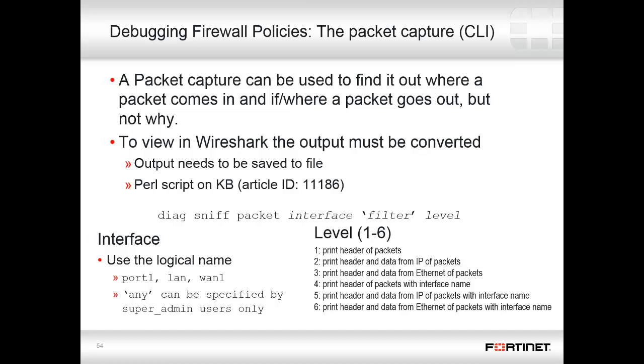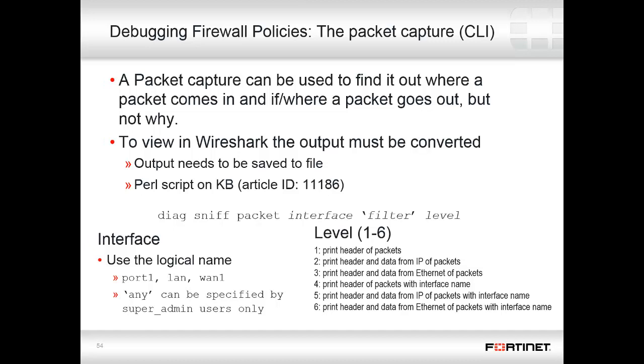You can use a packet capture from the command line in order to take a look at traffic and how it's moving around. You can also look at the output in Wireshark. To do this, you'll need to save the output to a file and use a Perl script that you can find on our knowledge base page.